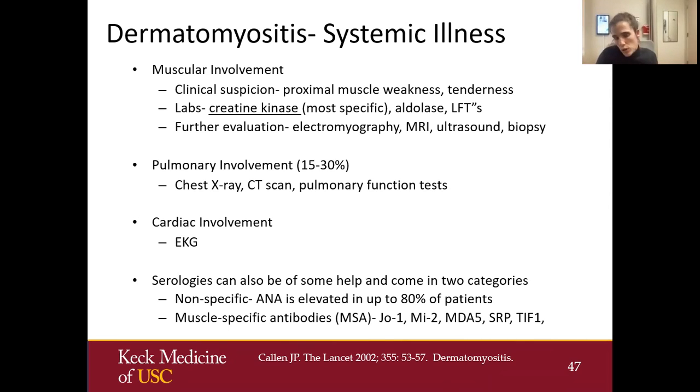And then we order serologies and labs in these patients. Serologies can be non-specific, like ANA, which is elevated, not in all patients, but about 80% of them. And then we order a myositis panel, which contains muscle-specific antibodies that are seen in polymyositis and dermatomyositis. And this can help us to hone our diagnosis, although there's definitely a serologic gap, and a negative myositis panel does not preclude the diagnosis of dermatomyositis. All right, moving forward.